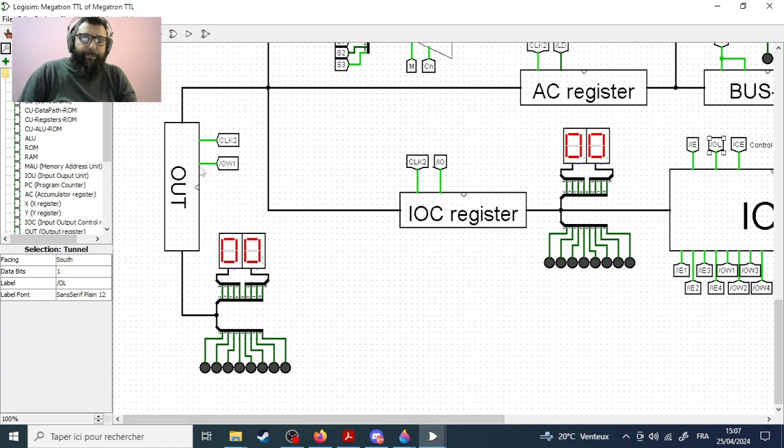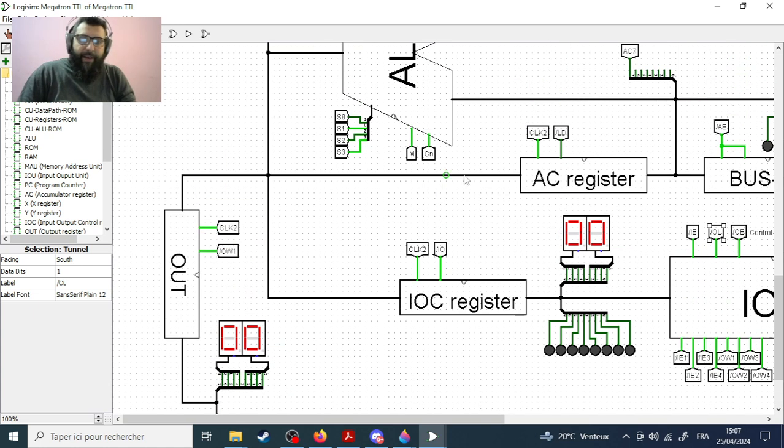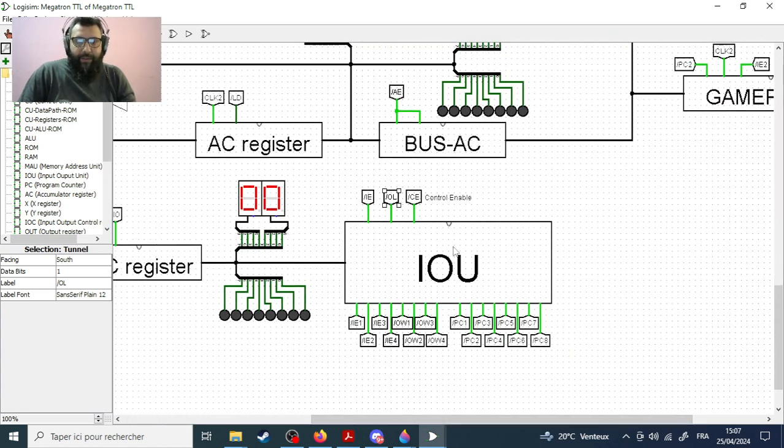The signal will be put to 1, and this output will get the value from the ALU. We'll save the value from the ALU. This is how the output works. The input is the same. It's actually the same idea.